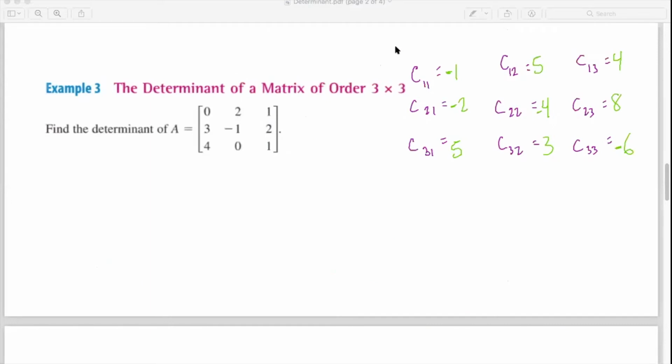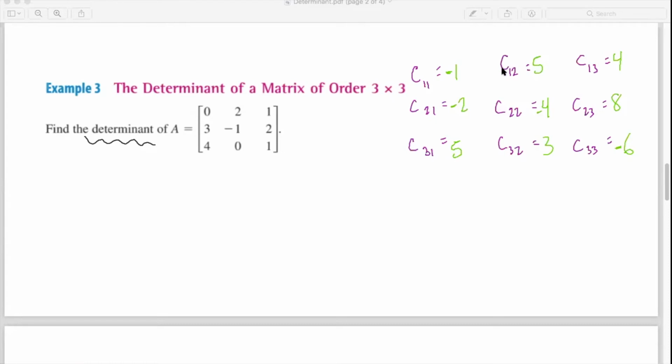So without further ado, we're finally going to find the determinant of the same 3 by 3 matrix that we've been working on. In the prior example, we found the minors of this matrix A, and we found the cofactors of this matrix A. Now we're going to use the cofactors of this matrix A to finally find the determinant. So how you do that is as follows.